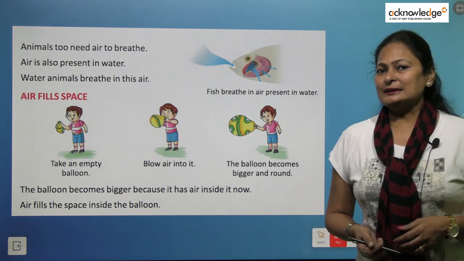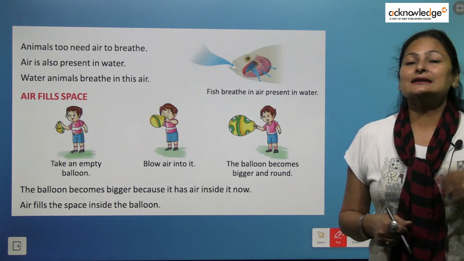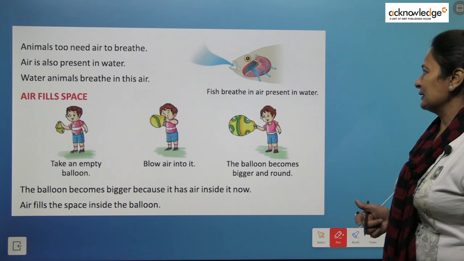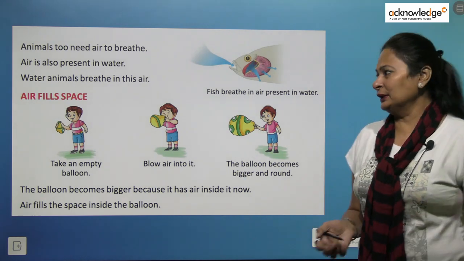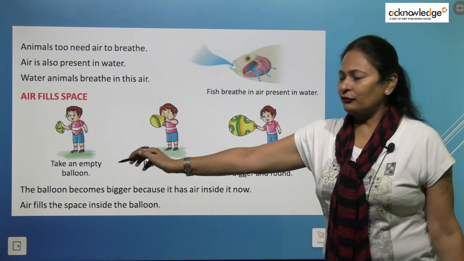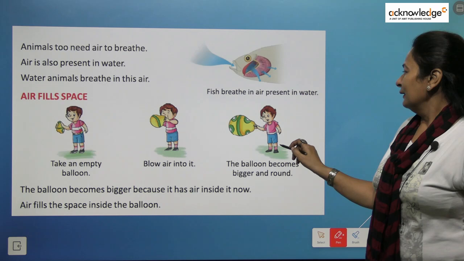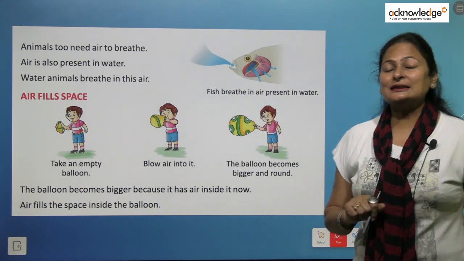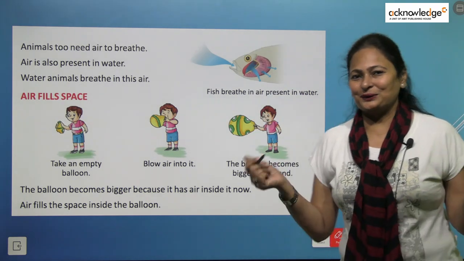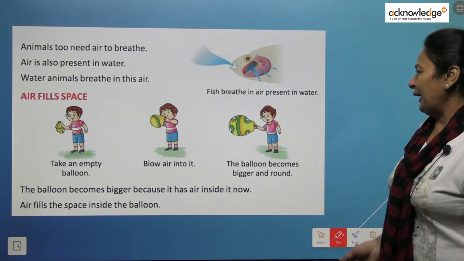Now let's discuss the properties of air. The first property is air fills the space. How can this be proven? Take a balloon, right? An empty balloon, air is not filled in it. Now blow air into this balloon and you can see the balloon is bigger in size. So this is proven again that air fills the space.